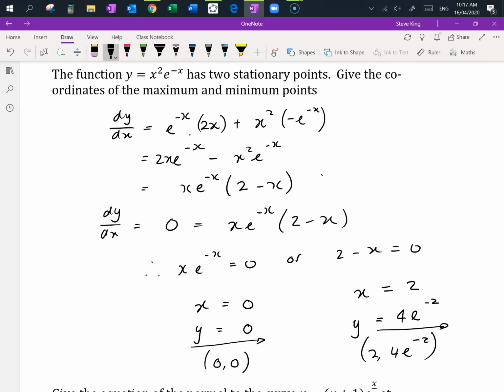And hopefully we can see that this one over here is going to be our maximum, and this one over here is going to be our minimum. And in fact, the curve, when you draw it, looks something like that. And it crosses over here at the origin. So there we've got our two stationary points.